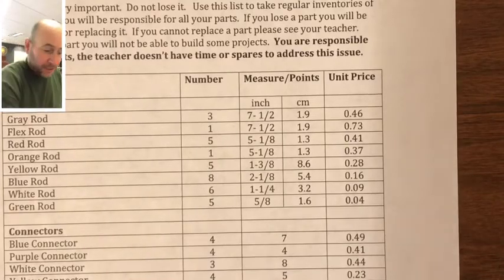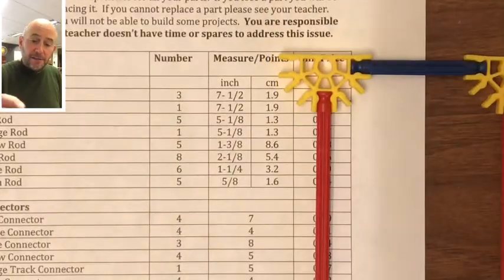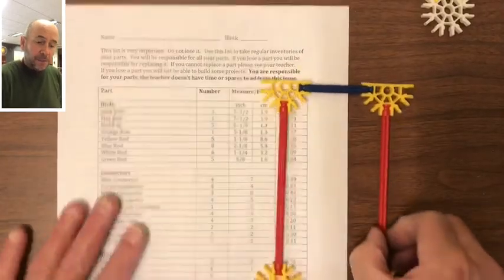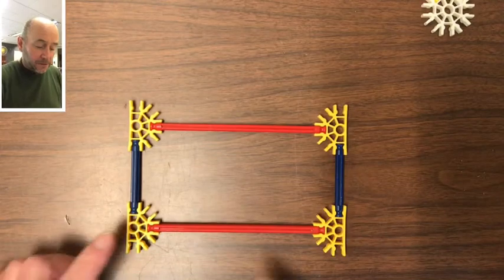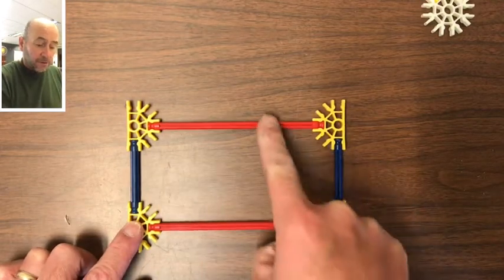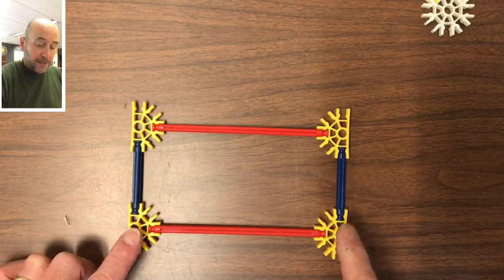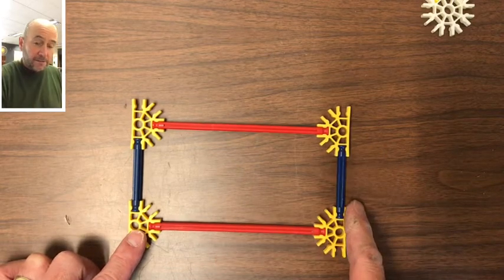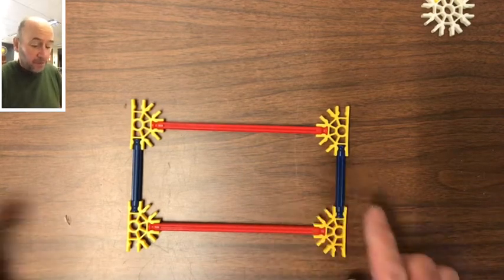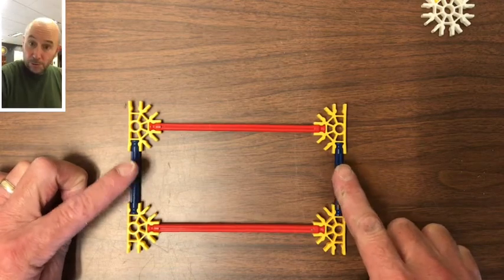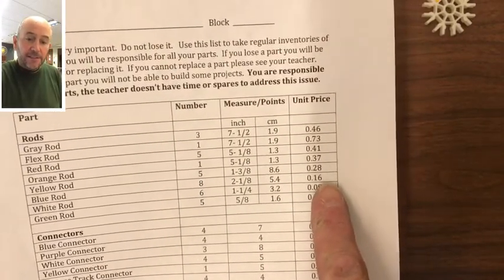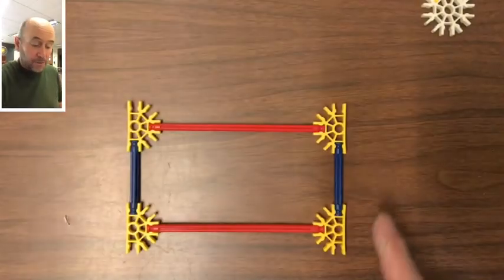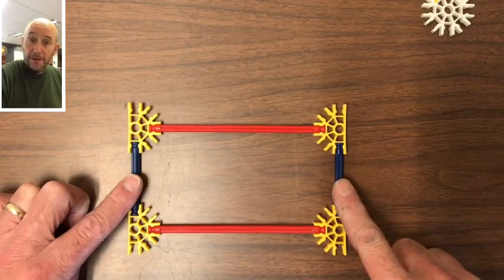All right, now when you look at something like perhaps this, okay, this basic shape right here, what you would have to do is you would have to figure out the cost for all the parts. Okay, that includes the connectors and the rods. So what you would do is you'd say, okay, well, I have 2 blue rods. The cost of blue rods is 16 cents per unit. So you would have to take 16 and multiply it by 2.